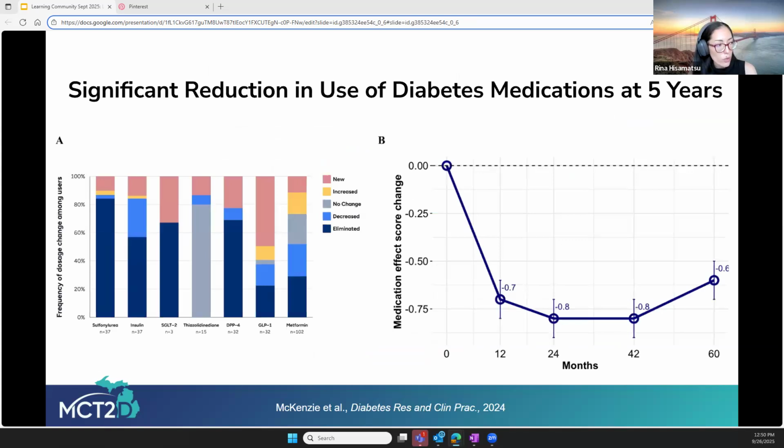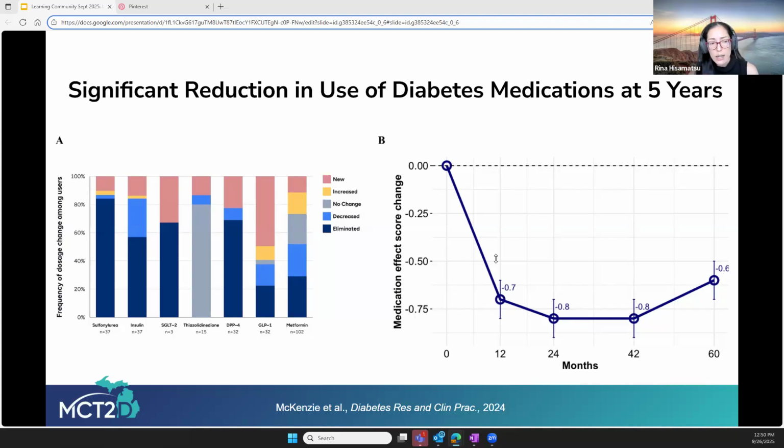We can see here significant reduction in use of diabetes medication at 5 years. Almost 50% of the diabetes medication changes were elimination, 60% if excluding metformin. And just a note here, the metformin was only deprescribed in response to a contraindication or intolerance or participant refusal to continue.